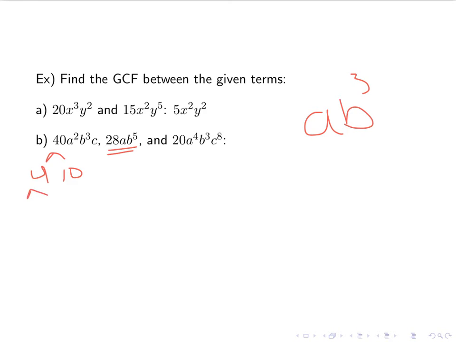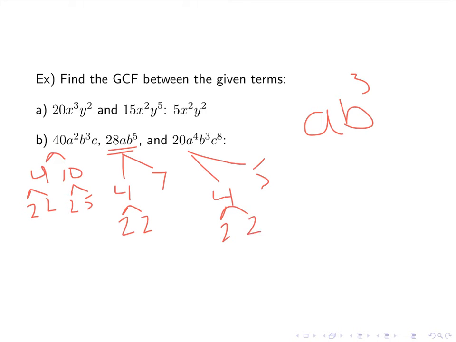40 is 4 and 10. 4 is 2 and 2. 10 is 2 and 5. 28, 4 and 7. And again, 4 is 2 and 2. 20, 4 and 5. 4 is 2 and 2. And if I notice, this 4 or the 2 2's, either case, is what they have in common. So the GCF is going to be 4ab cubed.